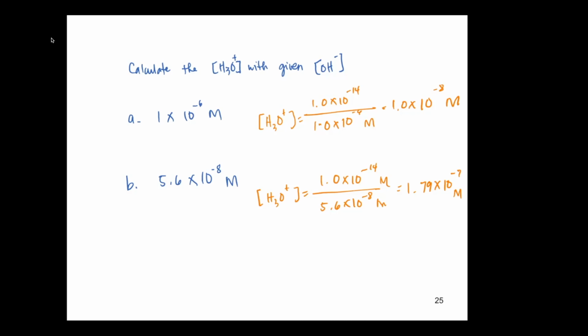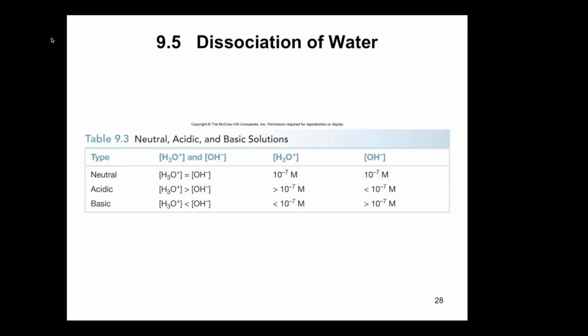Okay. So what do we do with these values? As I have said earlier, we can classify whether a substance is an acid or a base based on their H3O and OH concentration. If the H3O concentration is equal to the OH concentration, we can consider the compound as a neutral compound. If the H3O concentration is greater than the OH concentration, it is considered an acid. And if the H3O concentration is less than the OH concentration, it is considered a base.